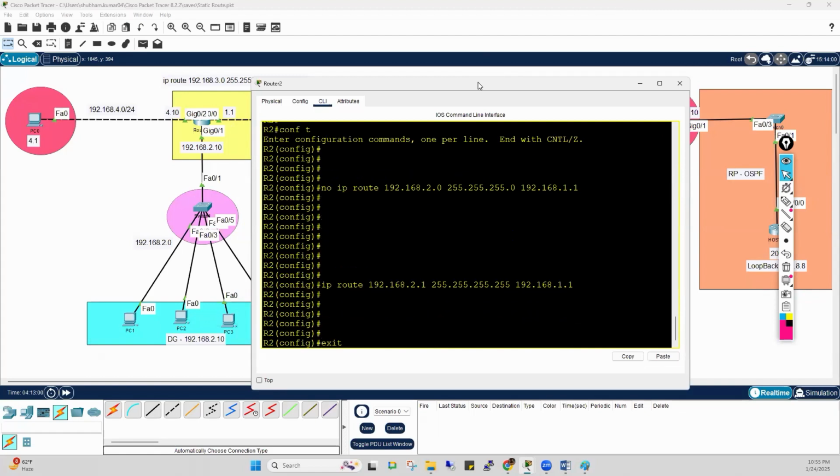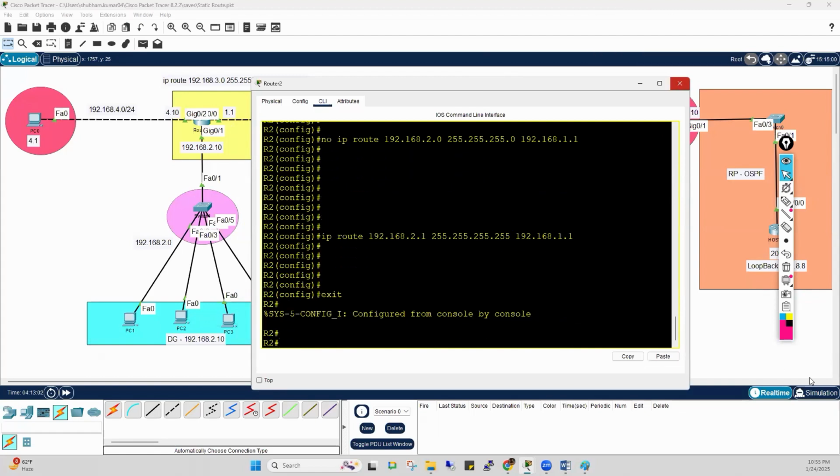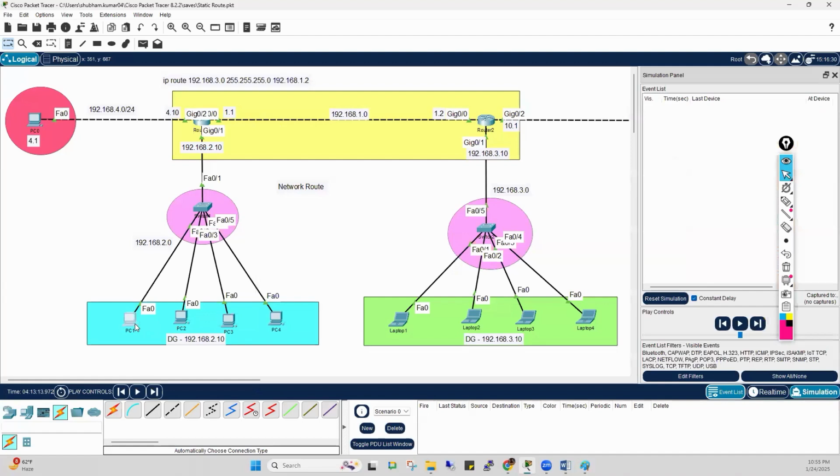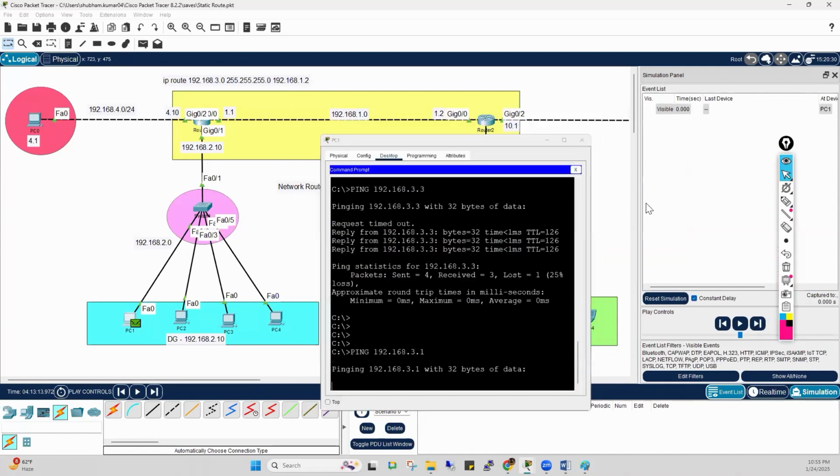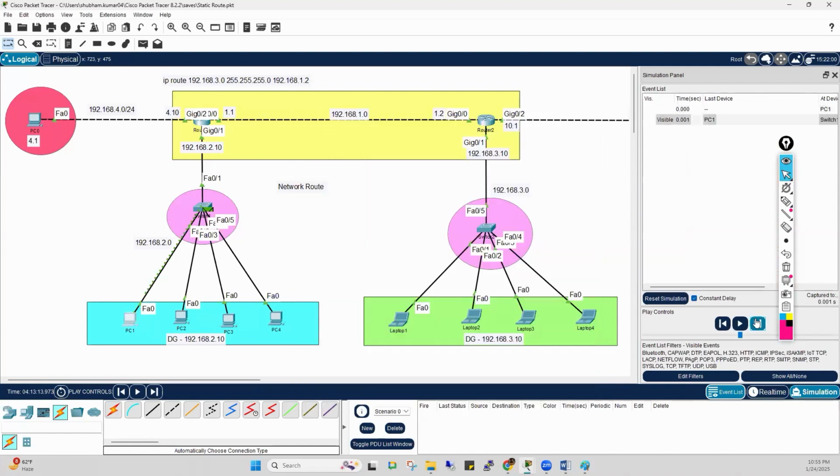192.168.1.1. Done. Configured. Now, see, I go to PC number one, command prompt. I am writing ping 192.168.3.1. See, the packet reaches the switch. Router is forwarding the packet to router 2. Router 2 is forwarding here, and this is forwarding. Maybe this is the ARP packet, so that's the reason it is broadcasted.